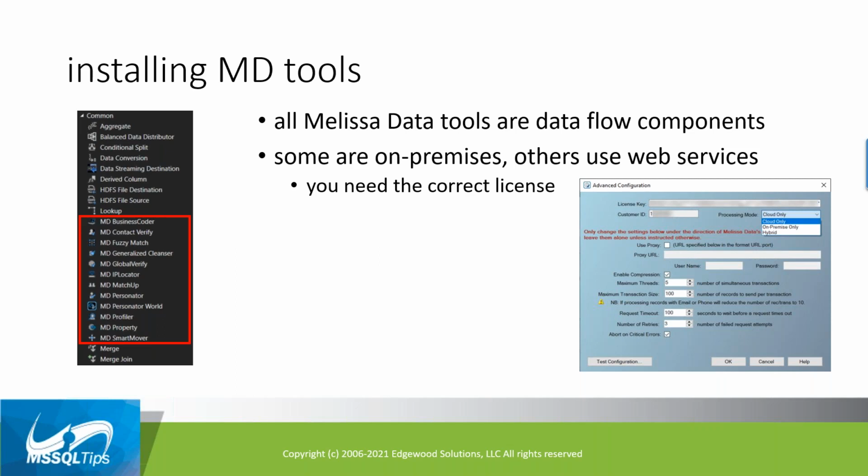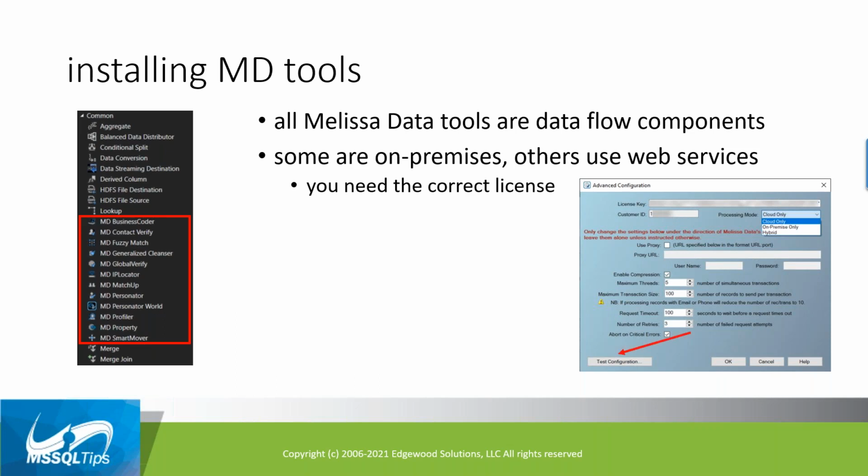And of course, you need the correct license. I'm not a licensing expert. I'm not going to go into detail about licensing. I'm just going to say, okay, depending on your license, you can use certain features of those web services or not. In my case, for example, I can use one component to validate address data, but I cannot use it to validate personal data, for example. So that would need another license. As you can see in the screenshot on the left, everything is installed in the Integration Services toolbox in the data flow, and they all start with MD for Melissa Data, of course.